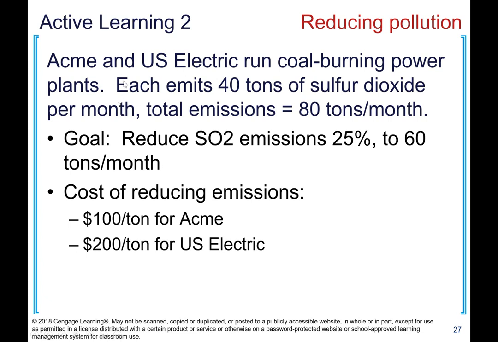Active Learning 2. Acme and US Electric run coal-burning power plants, each emitting 40 tons of sulfur dioxide per month, total emission 80 tons per month. The goal: reduce SO2 emissions 25% to 60 tons per month. Cost of reducing emissions: $100 per ton for Acme and $200 per ton for US Electric.